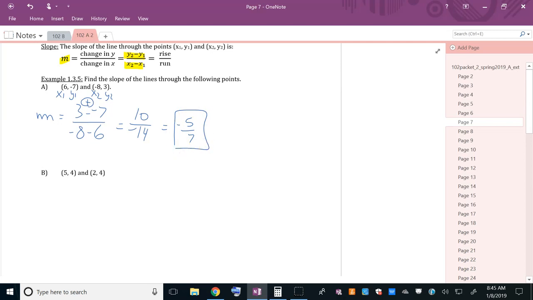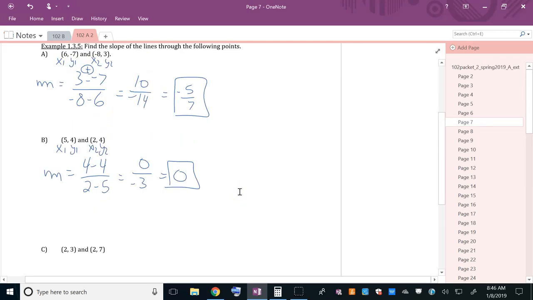Let's try another set of points. I've got (5, 4) and (2, 4). So once again, let's label them x1, y1 and x2, y2. So here my slope, once again, is y2 minus y1 over x2 minus x1. I get 0 on the top and -3 on the bottom. Now 0 divided by anything except 0 is still 0.